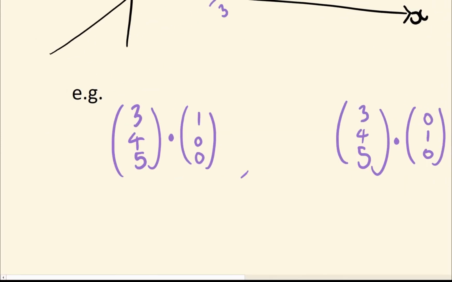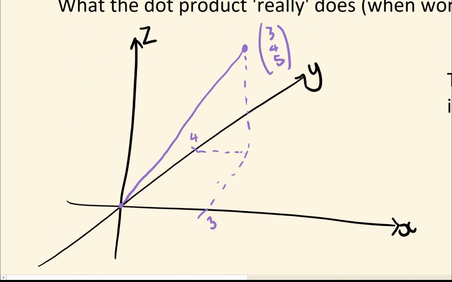If I do 3, 4, 5 dotted with 1, 0, 0, this here is a unit vector because its length is only 1. That's going to be 3 times 1, 4 times 0, and 5 times 0. So that has a length of 3. All that's saying is that in the x direction, we're only pointing 3 squares along, which is really obvious to see. We're only going 3 squares in the x direction.